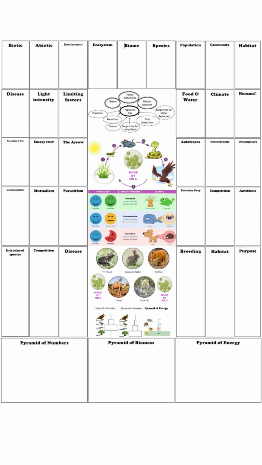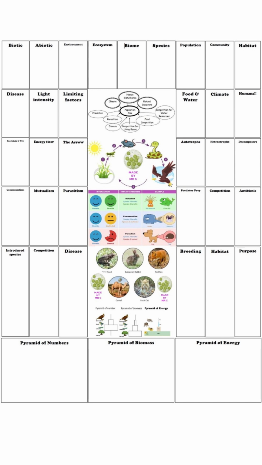And then we have parasitism. Parasitism is where a parasite feeds off a host, and normally it doesn't kill the host because if it did, it would need to find a new host. So we've got ectoparasites and endoparasites. An ectoparasite lives on the outside of an organism, like a flea or a tick on a dog, and an endoparasite lives inside the host, like a tapeworm.